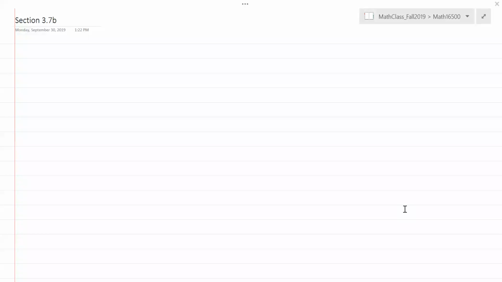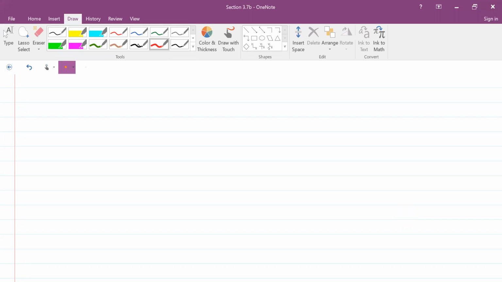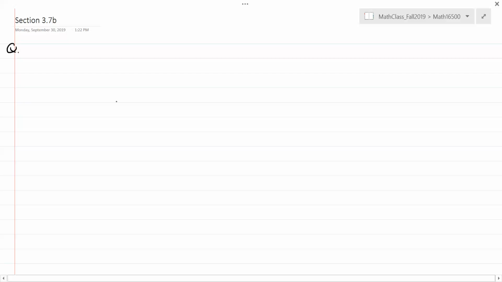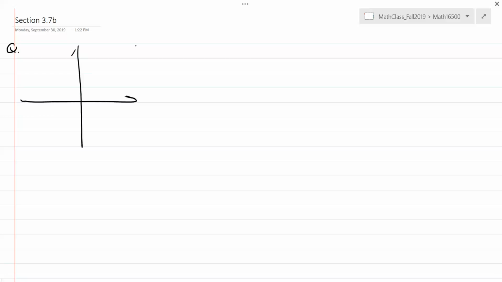So we continue to study optimization problems. Well, our first problem will be the following. We have a parabola, and so this is a picture. Y equals x squared. It opens upward.